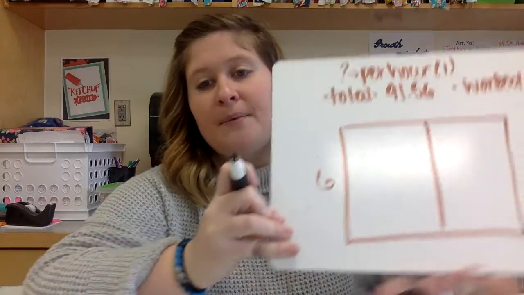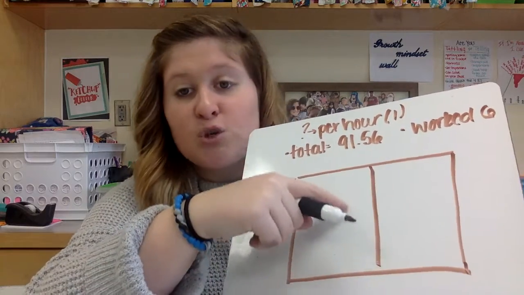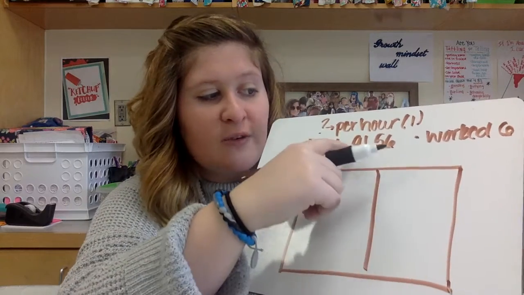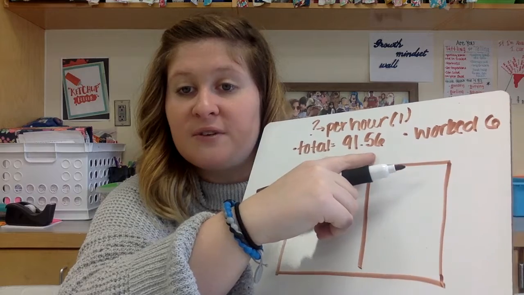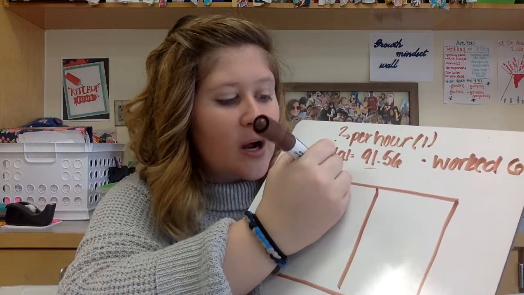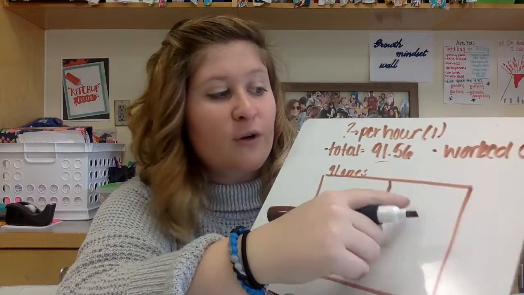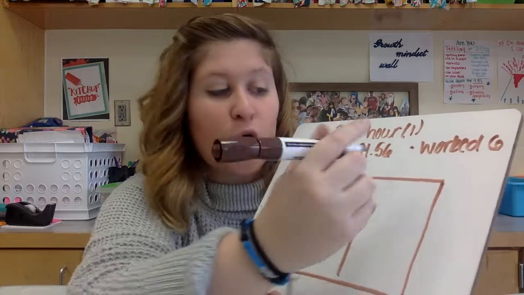Okay. I'm putting what he divided by on the side, which is 6, because we're splitting it into 6 equal groups. I'm going to split my box straight in half, up and down. So I have the 6 hours he worked, and now we're going to split this into ones and hundredths. So if I look at $91.56, there's 91 as a whole number. So I'm going to write 91 ones. And then over here, I'm going to write 56 hundredths.